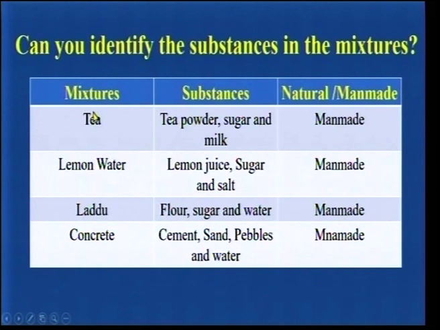We have seen an example of tea. What are the items present in the tea, children? Tea powder, sugar and milk. They all are man-made things. Lemon water, what is present in it? Lemon juice we have added, sugar and salt. Laddu, what is present in it? Flour, besan we call it, along with sugar and water.